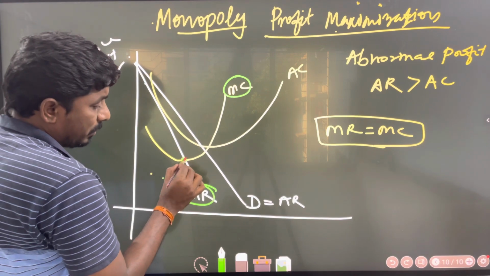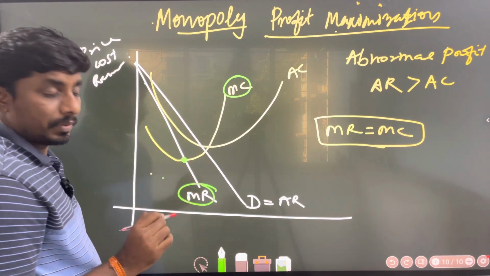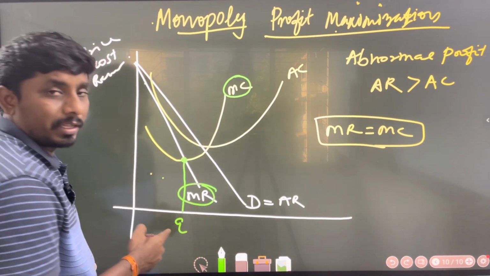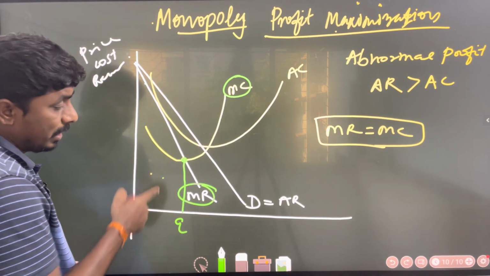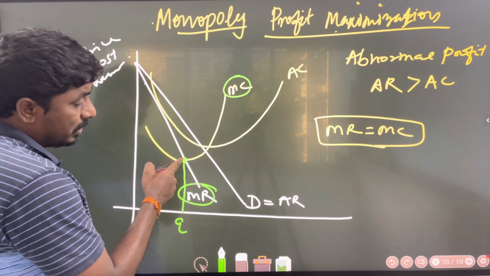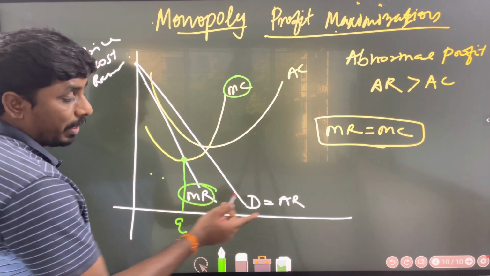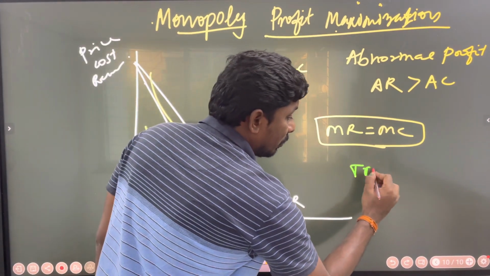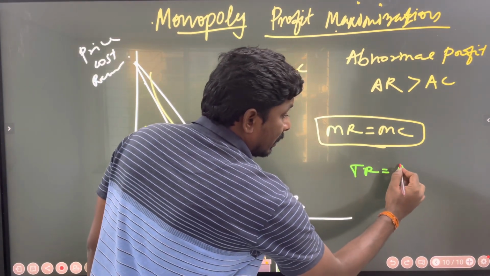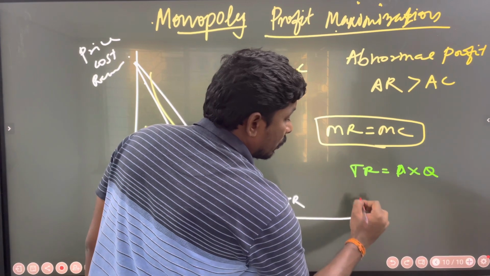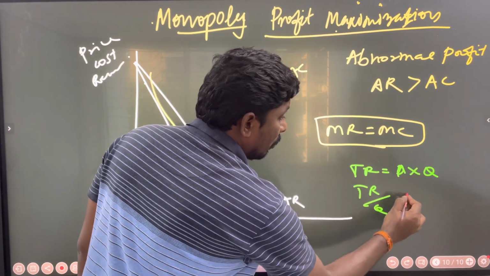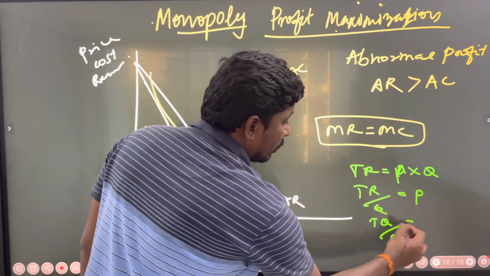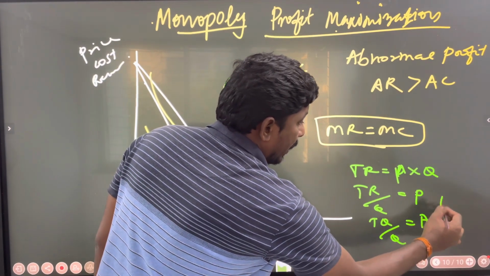The profit maximization is taking place at this point. So this is the profit maximization quantity. At this quantity, the price is on the AR curve. We have already discussed that TR equals price into quantity, so TR by Q equals price. This TR by Q is also equivalent to AR. So price equals AR.